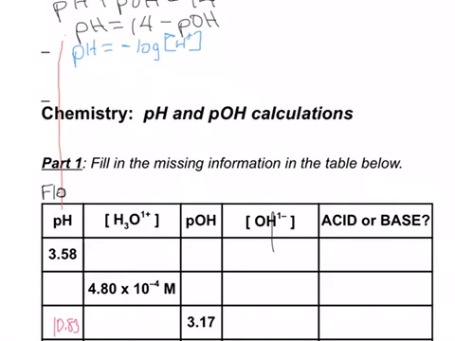What is the pH that you see? 3.3, and what would we round that to? 3.32 would be our pH. Hang on, I'll come around and make sure that you know how to put that in your calculator right. 3.32 pH.